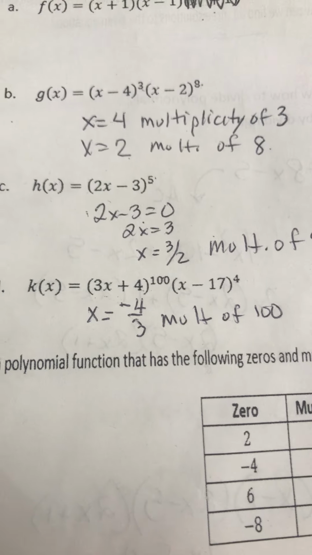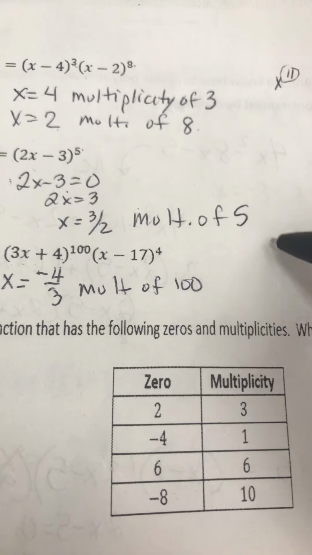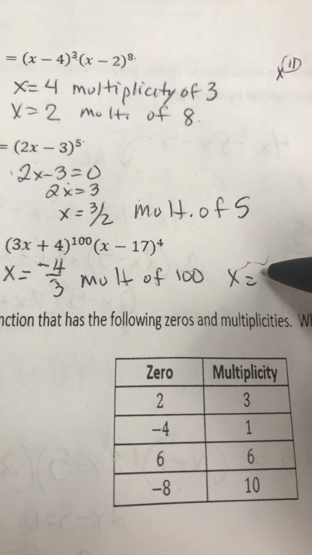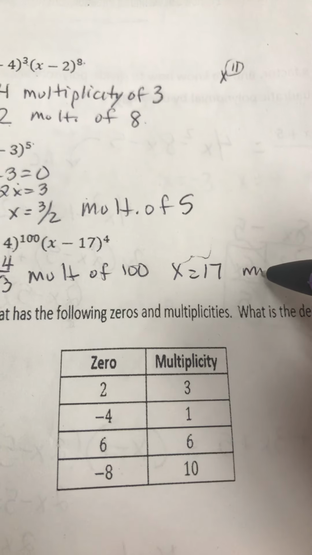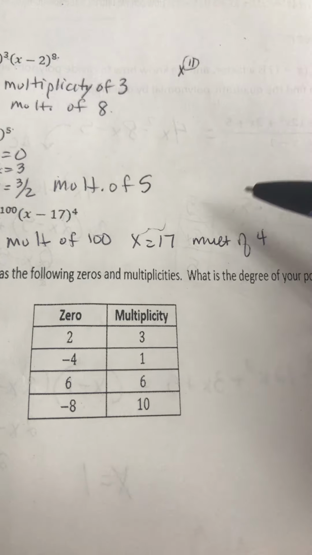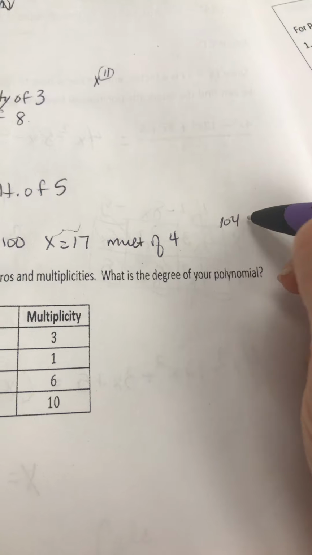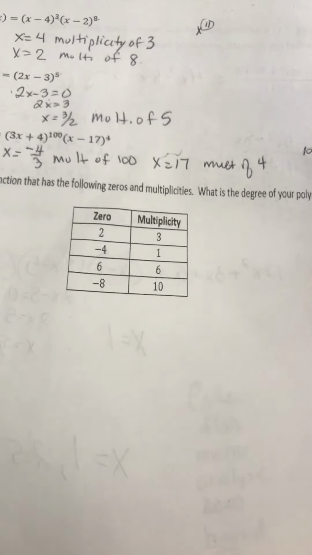You certainly don't want to do that 100 times, right? So this is just like a shortcut. This one would also give me x equals 17 with a multiplicity of 4. Okay? So that means that this degree is really 104th degree. That's a pretty crazy one, right?